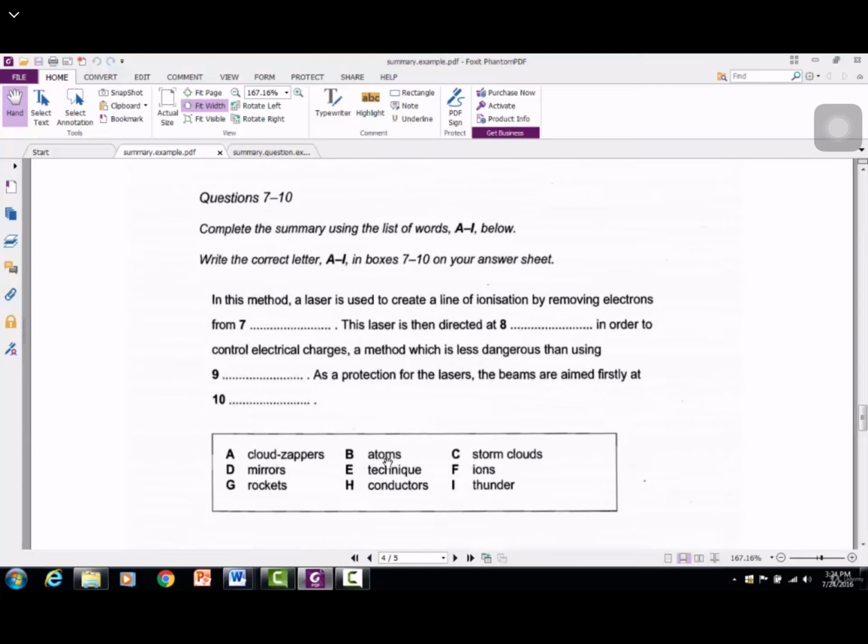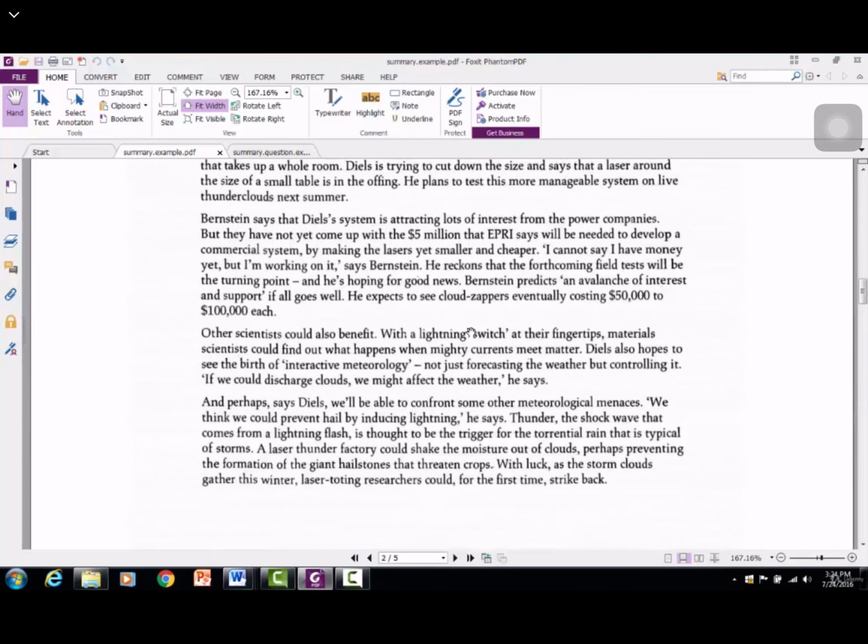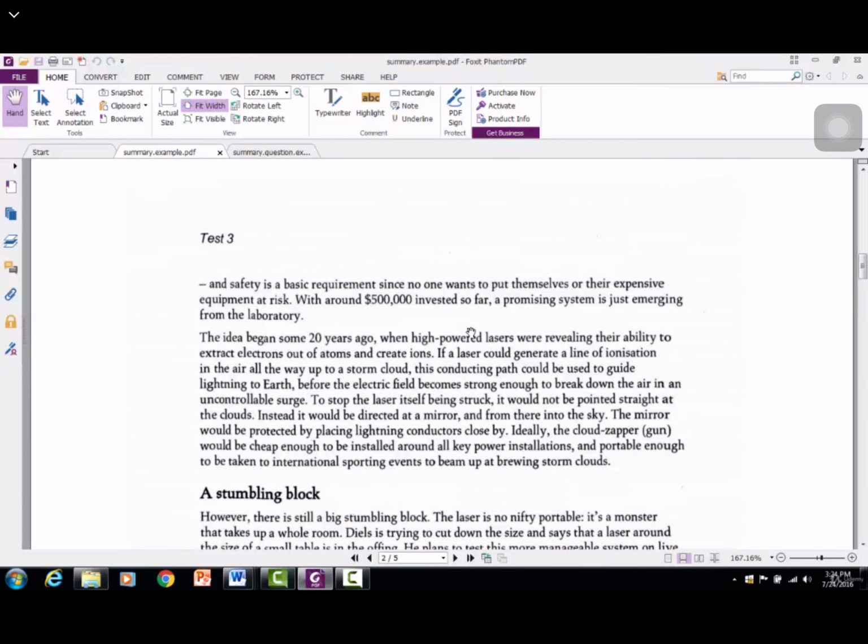Okay, and then for our next one, we're looking at the laser is then directed at. Right? Directed is like pointed towards. That's what the word directed means. The laser is then directed at in order to control electrical charges. So what is the laser directed at?